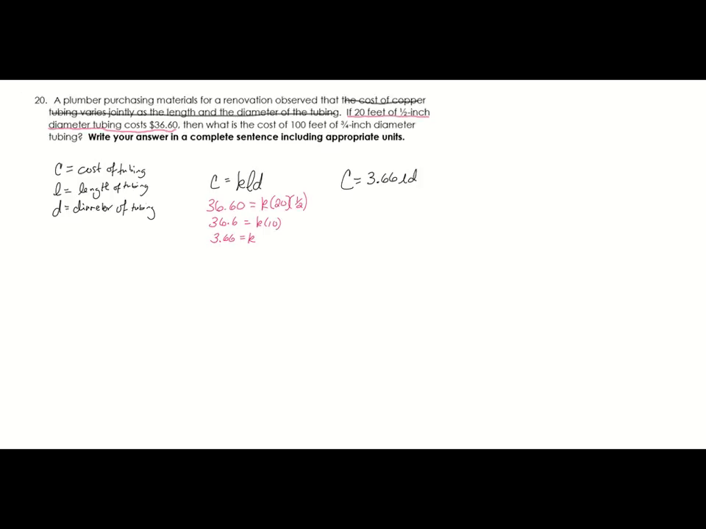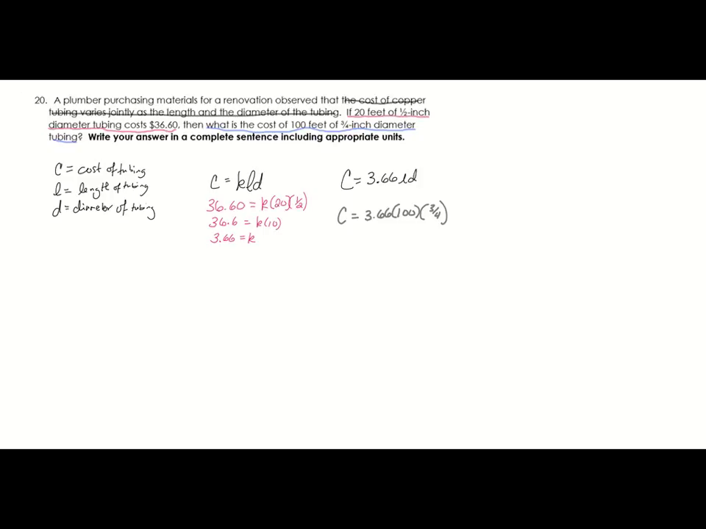So I need to look at the last part, and it says, what is the cost of 100 feet of 3/4 inch diameter tubing? What is the cost means that C is my unknown. So I just copy down C. I already know K is 3.66. I've got 100 feet, that's the length, of 3/4 inch diameter tubing. So I'll plug 3/4 in for D. Now all I have to do is take my calculator and multiply 3.66 times 100 times 3/4 to get the value for C.